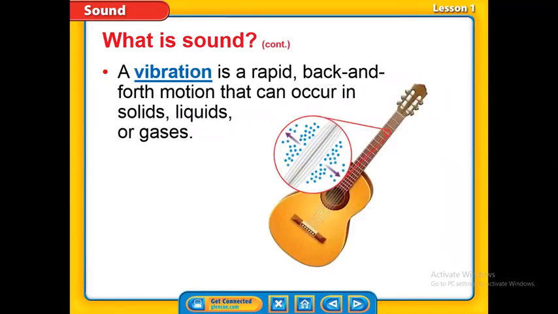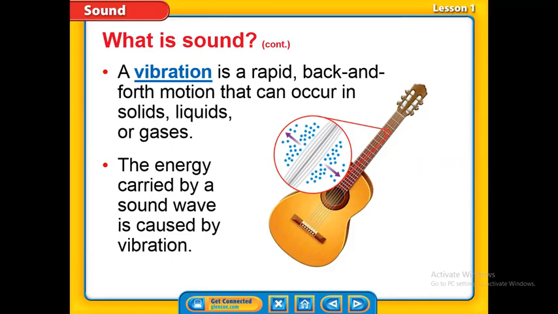What is vibration? If you look closely at this picture, he's zooming into the strings of this guitar, and you will notice that when you pluck a guitar, it starts to vibrate or moves really fast, like a back and forth movement. That, of course, can happen through different types of matter, like solids, liquids and gases. But this vibration or this movement that we do while plucking the strings of a guitar is what causes the sound to happen. So, as we said before, every sound is produced by vibration. The energy carried by a sound wave is caused by the vibration, as we said.